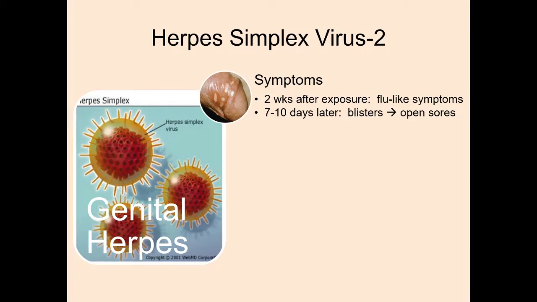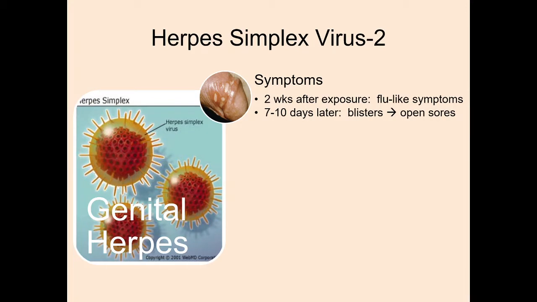So that happens after the initial infection has occurred. When a person gets exposed to herpes simplex virus 2, about 2 weeks later, they'll have what they think is the flu. They'll be achy, they'll have a fever, they're tired, things like that.